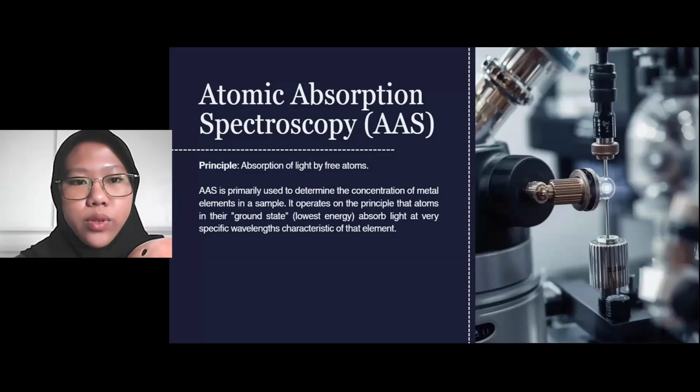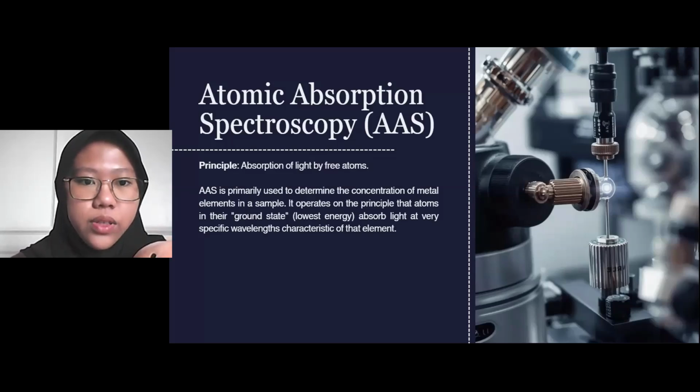First, atomic absorption spectroscopy, or AAS. Its principle is the absorption of light by free atoms. AAS is primarily used to determine the concentration of metal elements in a sample. It operates on the principle that atoms in their ground state, lowest energy, absorb light at very specific wavelengths characteristic of that element.